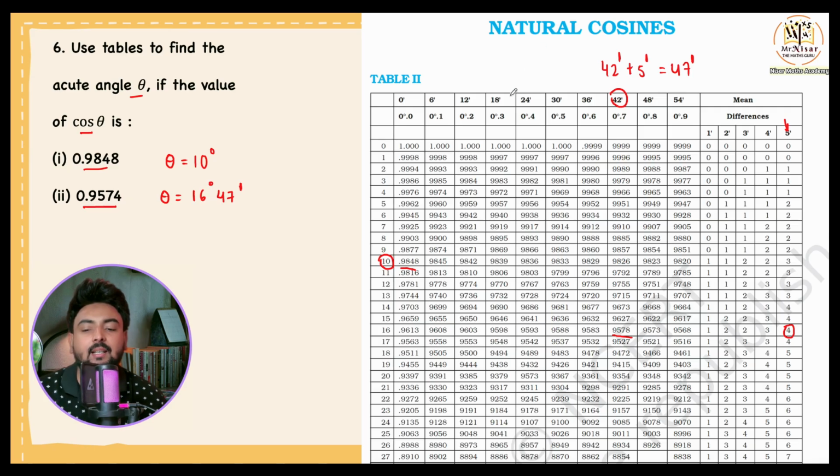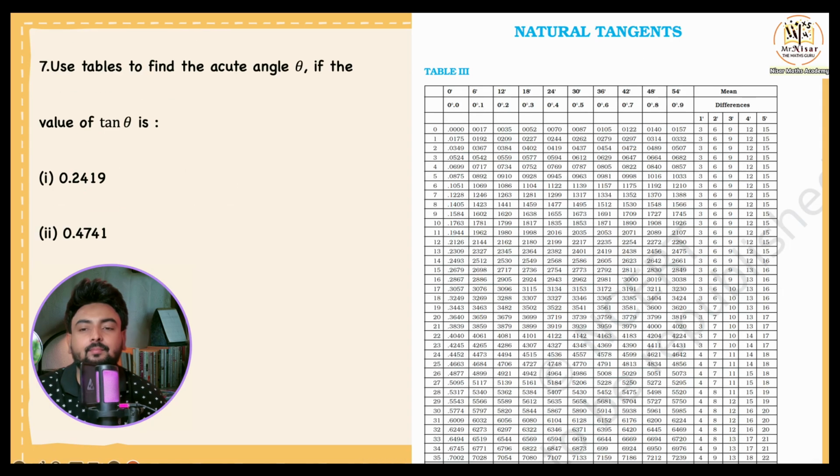Let's go for the next, that is tan. Then we need to find the value of theta. Do we have 0.2419 directly? 2419. So let's check, do we have 2419? Yeah, I'm able to see it's over here. So can I say what is the value of theta here then? It's 13 degrees, and what is the minute here? 36 minutes.